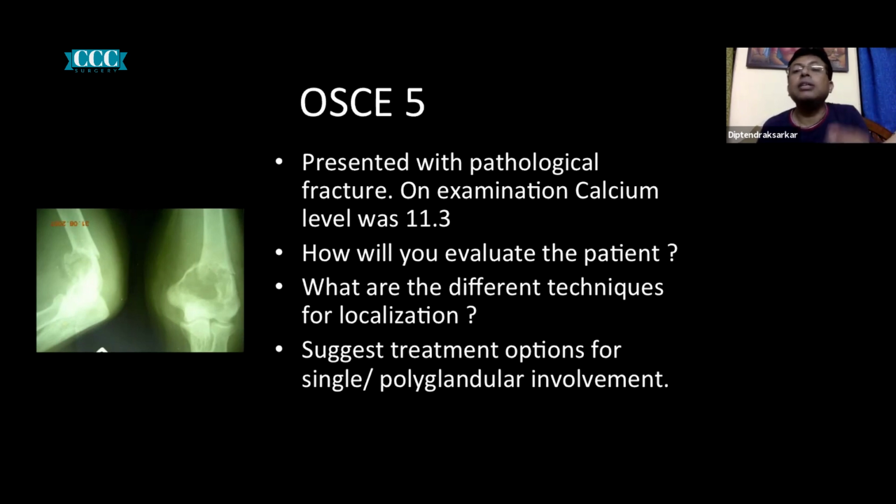Now, SPECT CT and MIBI scan can localize the parathyroid which is ectopically placed better than the ultrasound. But in the neck, ultrasound and their sensitivity is quite close. The other question that is quite often not asked, but for you to understand, is how we differentiate between hyperparathyroidism due to hyperplasia or due to an adenoma.